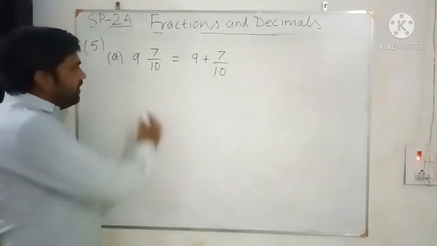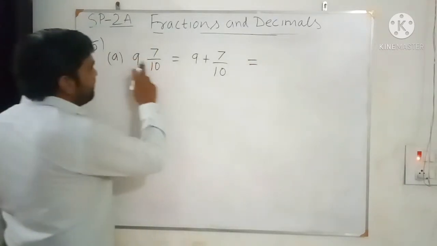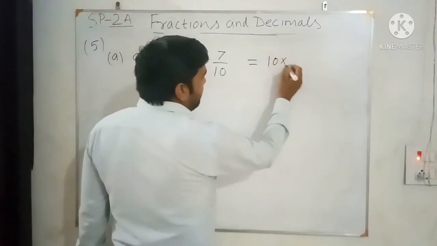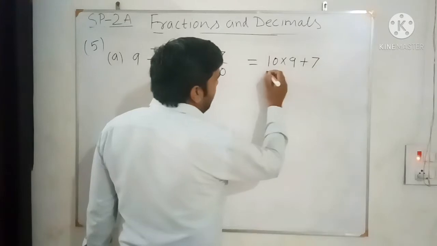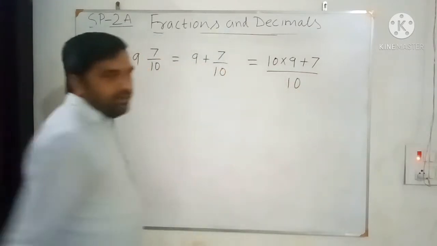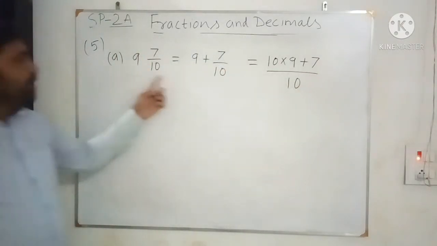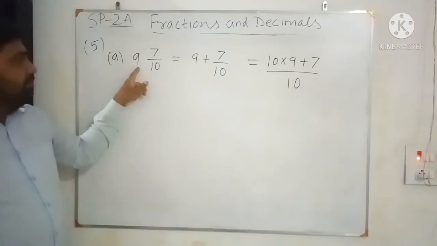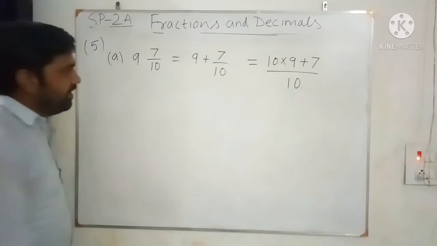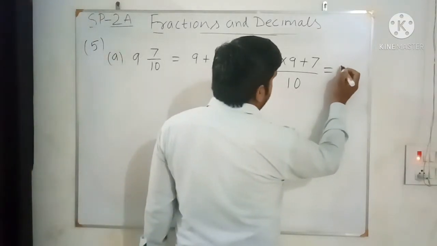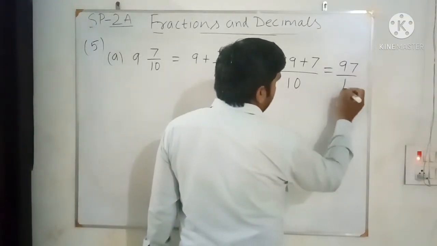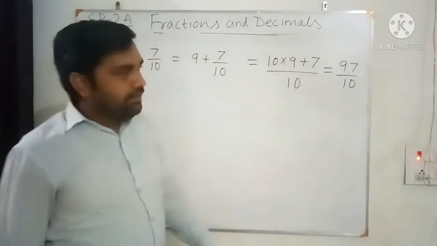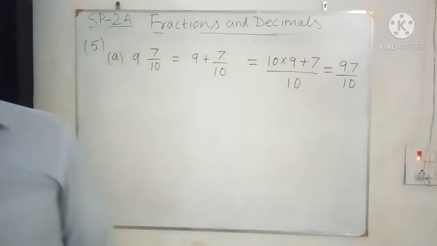So what we do to convert this into the improper fraction? We multiply the whole number by the denominator 10, that is 10 multiply 9, plus numerator, upon denominator 10. Like this we have to convert the mixed number into improper fraction. 10 nines are 90, plus 7 gives you what? 97 by 10. This is the improper fraction. Like this we have to convert.